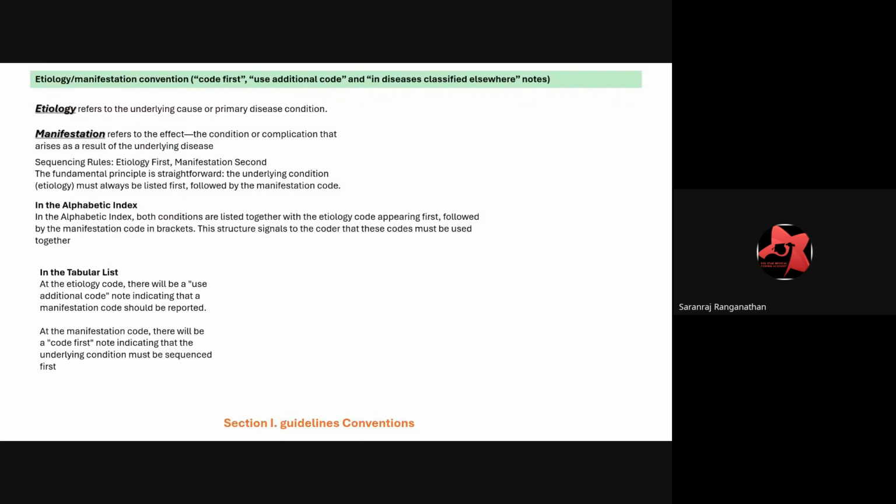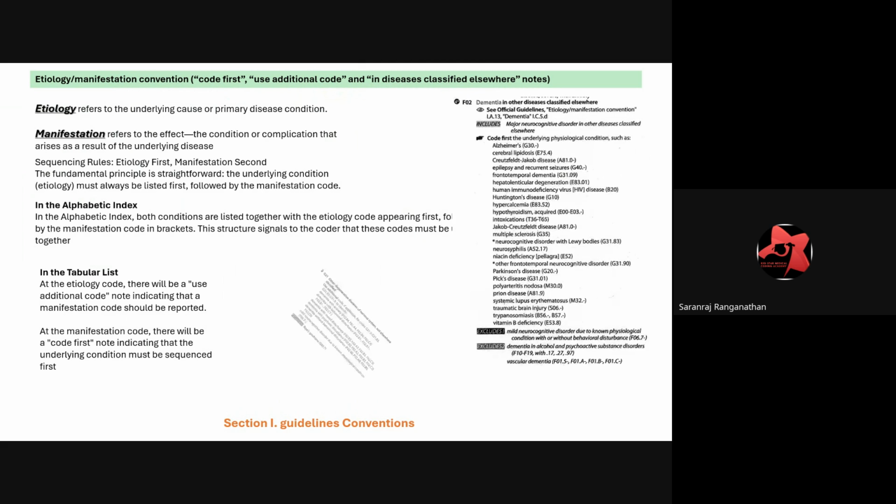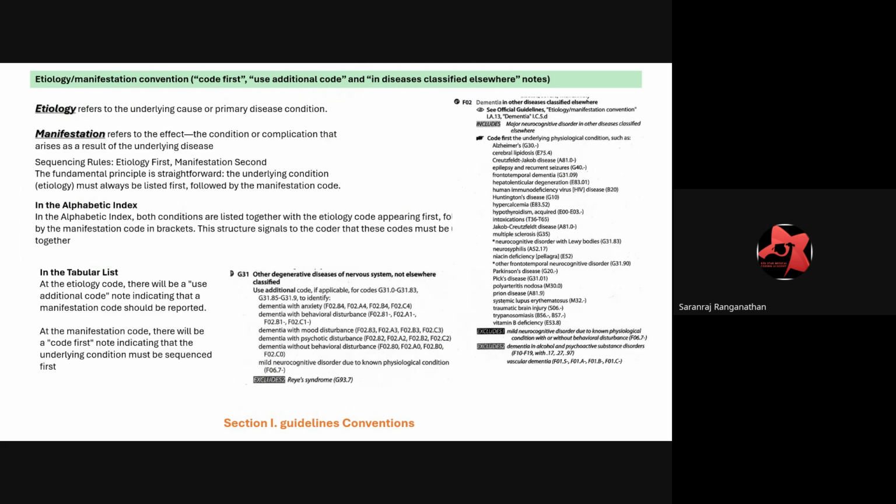Then, coming to the next guideline, etiology and manifestation. What does etiology mean, and what does manifestation mean? It is very simple. Etiology is the primary disease condition. Because of the primary disease, whatever side effects or complications arise, or because of that one more disease arises, we call that a manifestation. One good example is dementia and Alzheimer's. Are both the same or different? Both are not the same. Both are a little different.